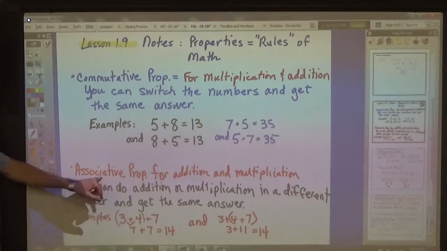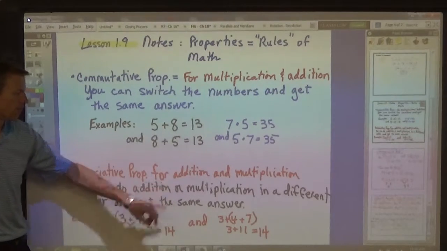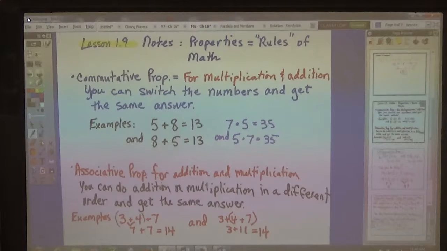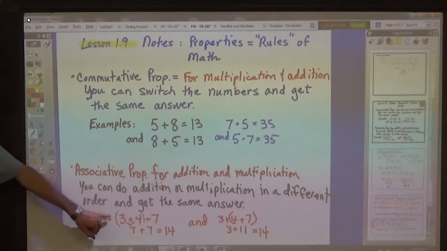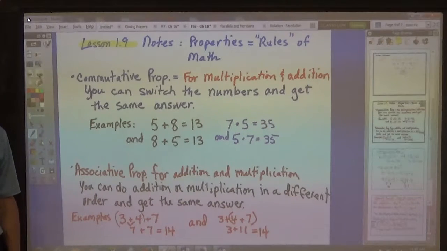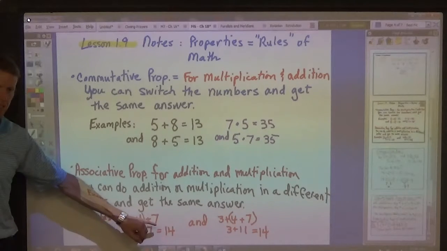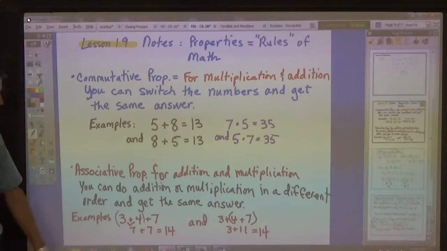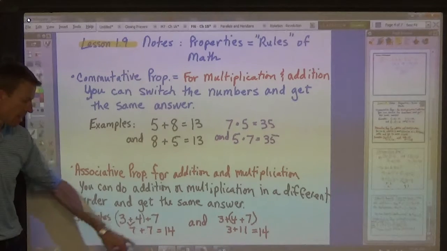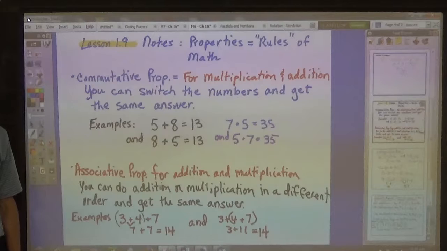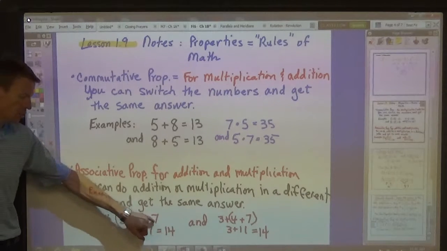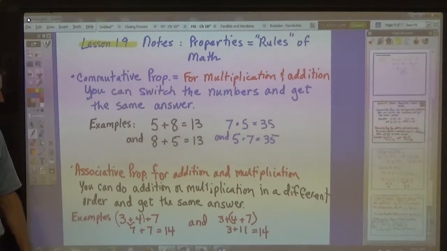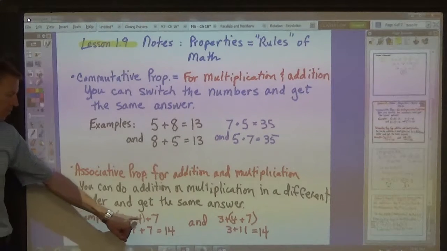There's another one called the associative property for multiplication and addition. Now in this case, you'll always have more than 2 numbers to work with. There'll be at least 3 numbers when we're talking about the associative property. The order of the numbers stays the same, but what changes is what we do first.